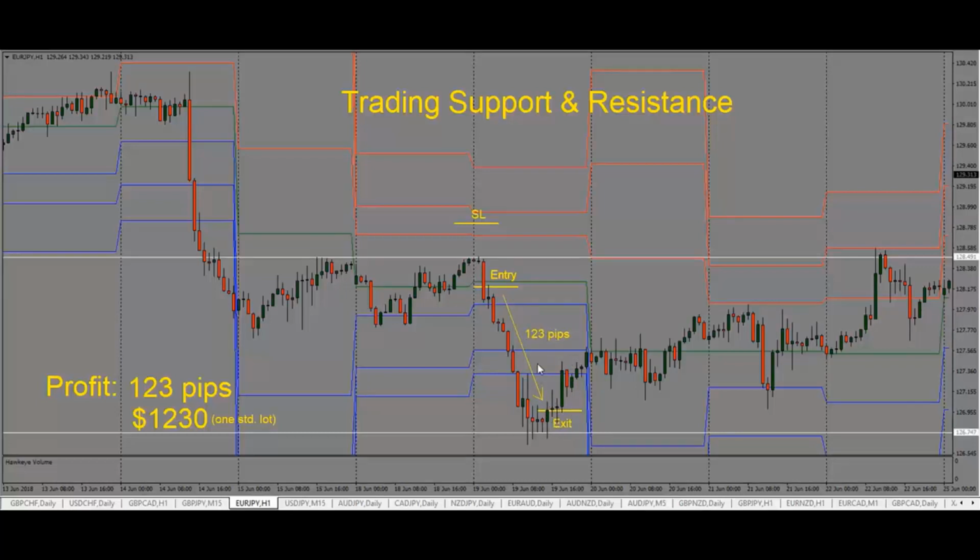From entry to exit here, we have 123 pips in the trade. So our profit is 123 pips or $1,230 when trading one standard lot.